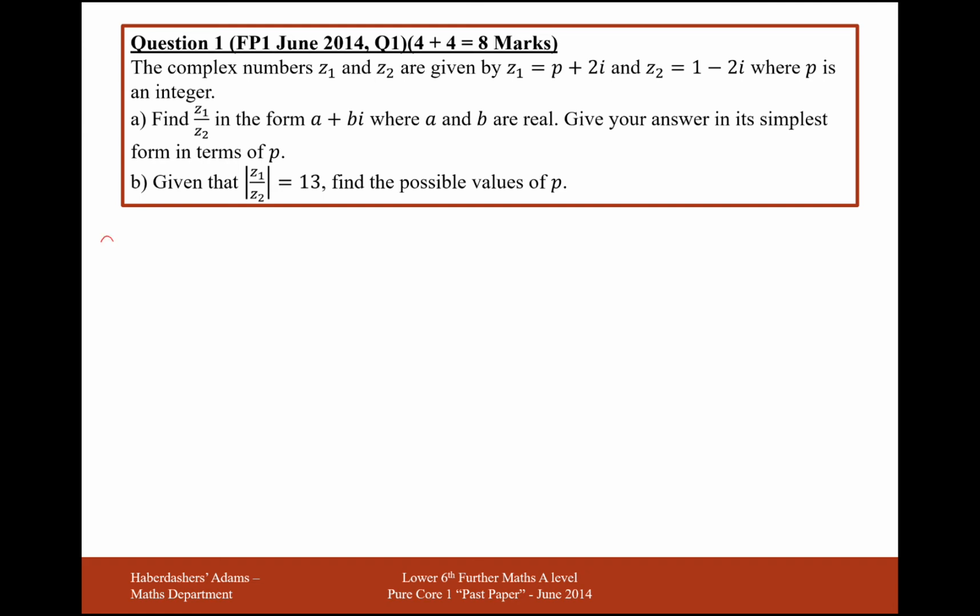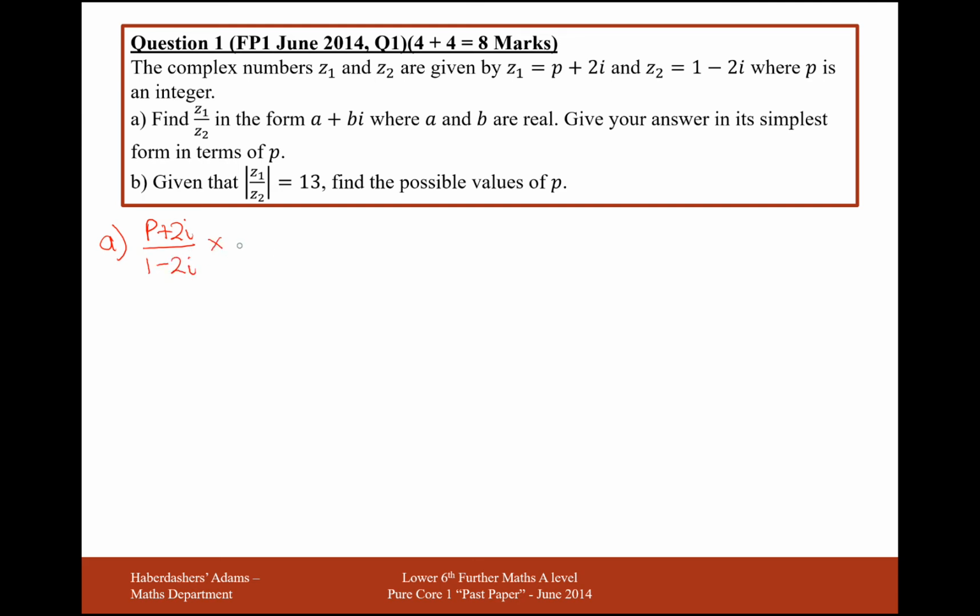Right, okay, so for this question, for a division of complex numbers, I'd usually turn to my calculator. However, here we've got p as part of our complex number, so that's not going to be possible. So it's going to be z1, which is p plus 2i, over 1 minus 2i.